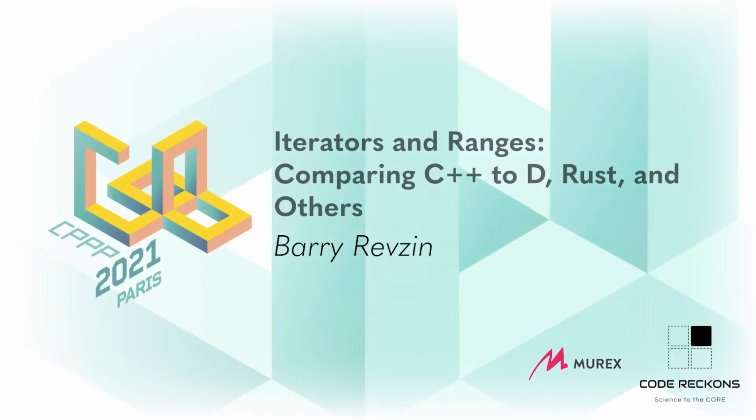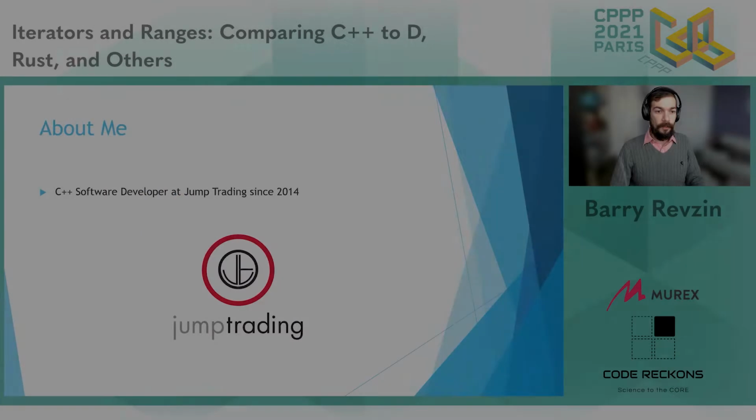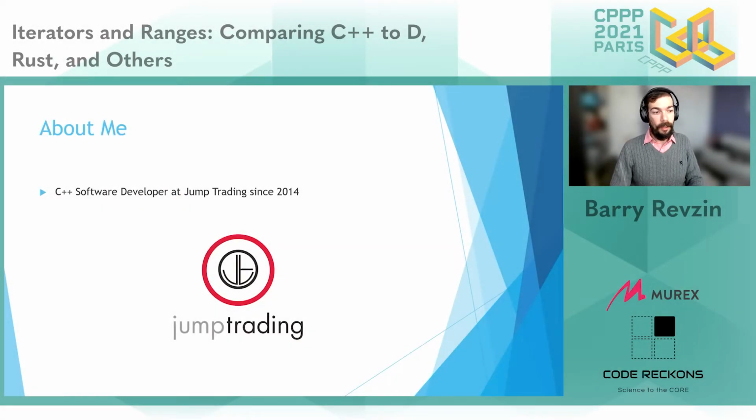So first, to start with, a little bit about me. I've been a C++ software developer at Jump Trading since 2014, so about 7.5 years now. Jump is a global trading firm committed to world-class research and development. Our focus is to be the best trading firm in the world across all asset classes and all time horizons, not just HFT. We design, develop, and deploy technologies that are the leading edges of the field.